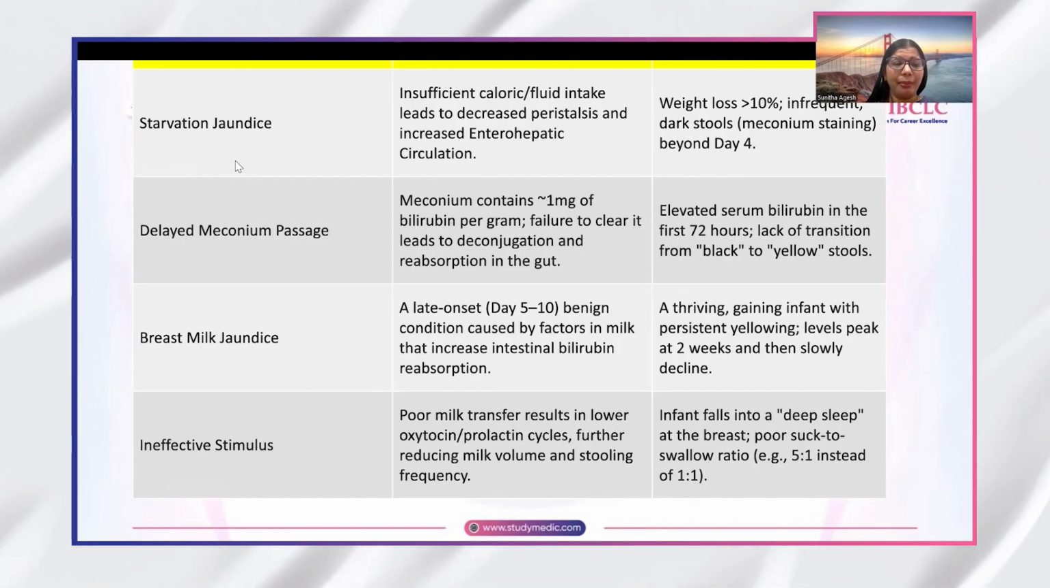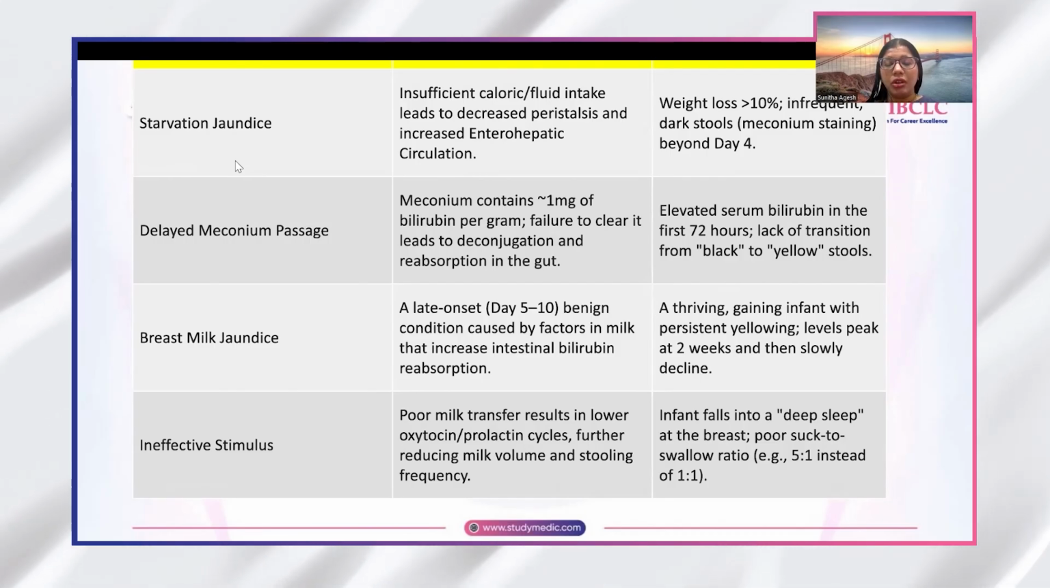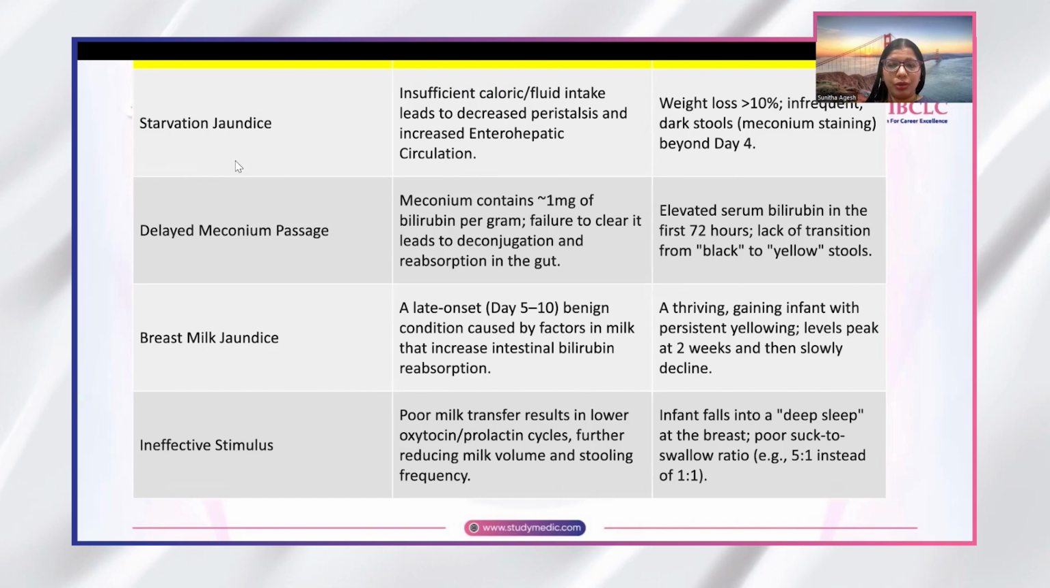The second one is delayed meconium passage. Meconium contains 1 mg of bilirubin per gram. So when there is less milk transfer, the meconium passage also gets delayed, so the bilirubin excretion also gets stuck. So the baby will have jaundice.